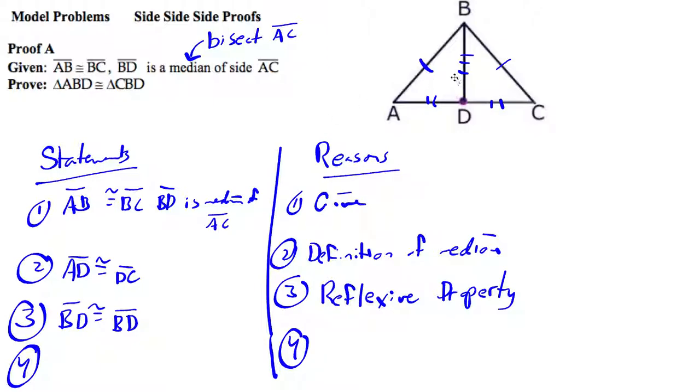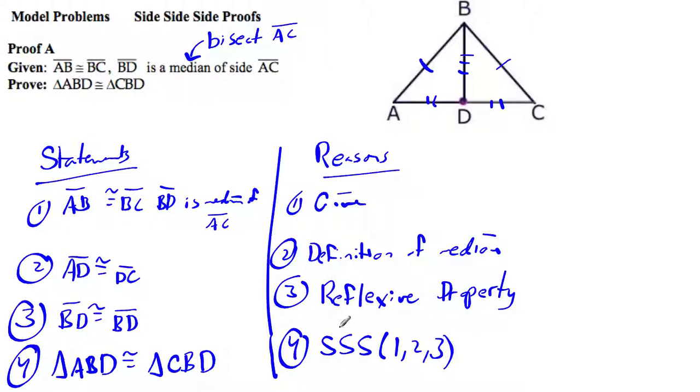So showing that all three sides are congruent, I'm going to say that triangle ABD is congruent to triangle CBD. And that's because of side, side, side, steps 1, 2, and 3. This shows me I got the first side in step 1, it's given, the second side in step 2, and then the third side in step 3, right there. So that's how we show congruent triangles based off of side, side, side.